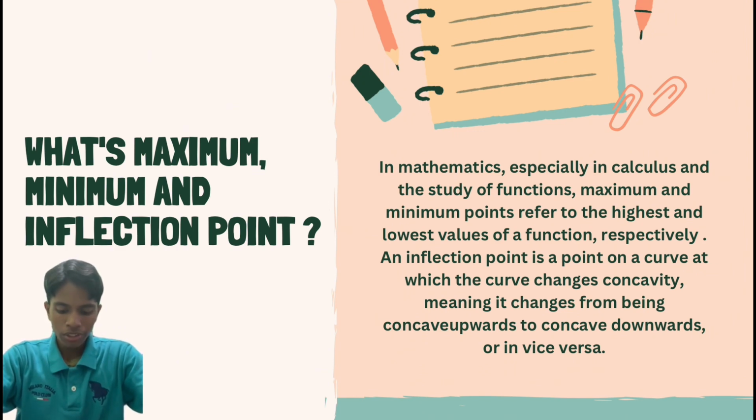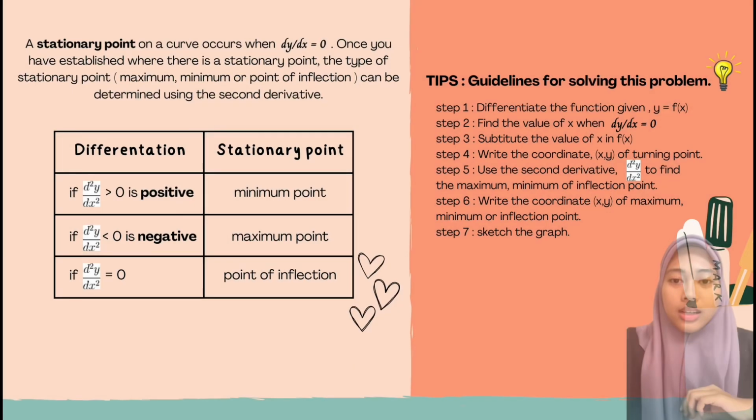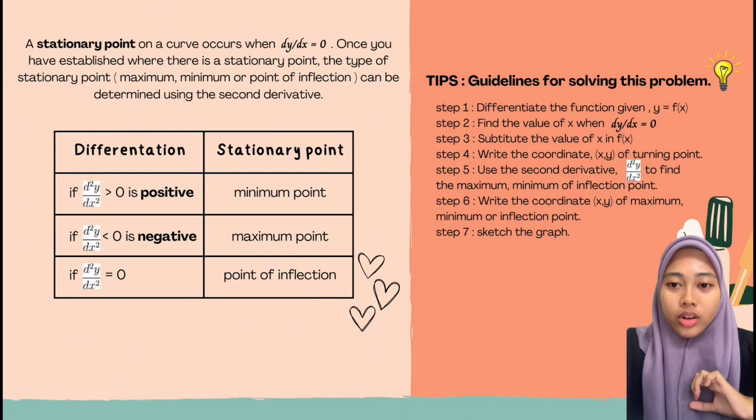An inflection point is a point on a curve at which the curve changes concavity, meaning it changes from being concave upwards to concave downwards, or vice versa. A stationary point on a curve occurs when dy/dx equals 0.